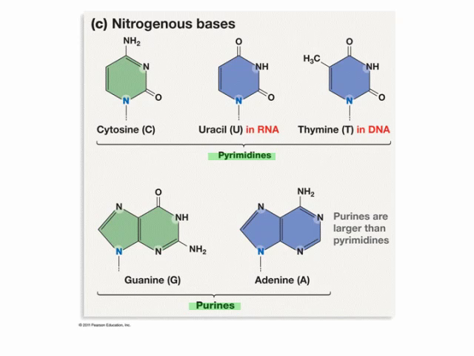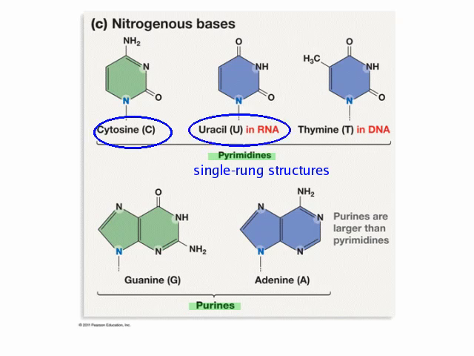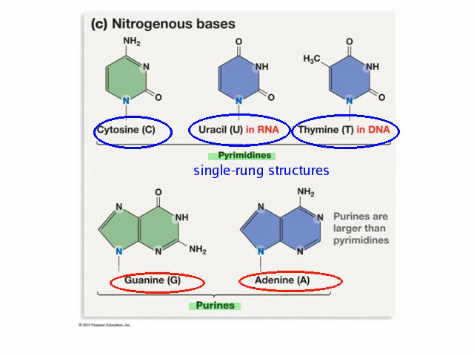Pyrimidines are single rung structures. And they are only going to be either cytosine, uracil, or thymine. They are the only three possibilities we have for pyrimidines. Purines, on the other hand, can only be either guanine or adenine. So a pyrimidine is a single rung structure that is either going to be cytosine, uracil, or thymine. And purines are going to either be guanine or adenine.